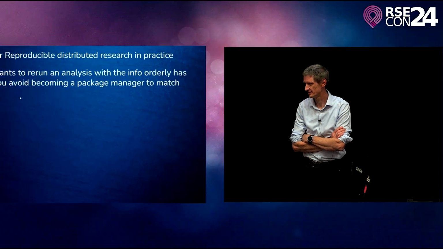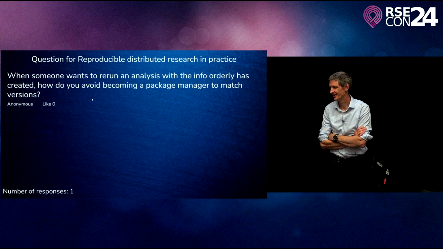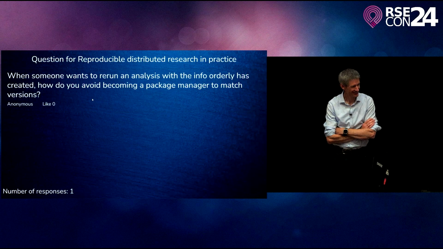So when someone wants to rerun an analysis with the info Orderly has created, how do you avoid becoming a package manager to match versions? We solve that problem by just not, to be honest. Our department is pretty R-centric, and the way our package distribution works hasn't led to the virtual environment lock file style of working. People just expect the top of the versions to work.